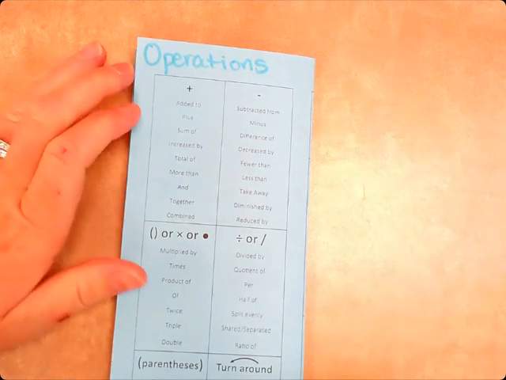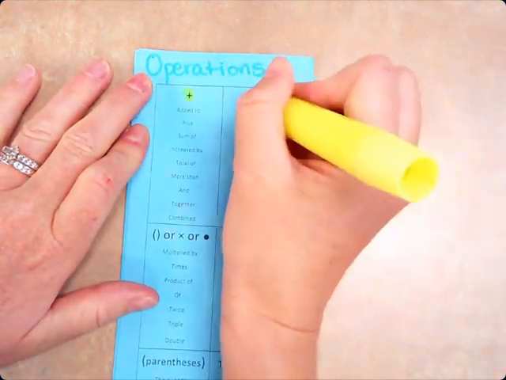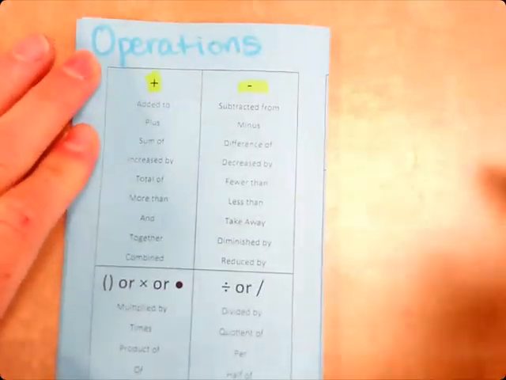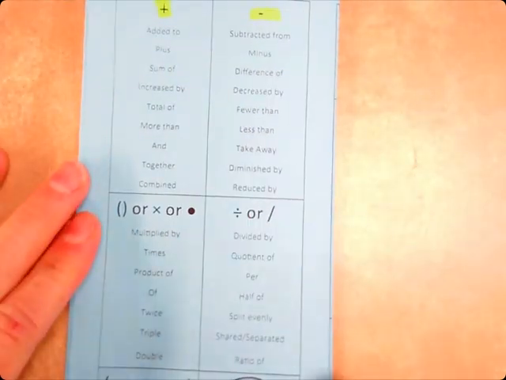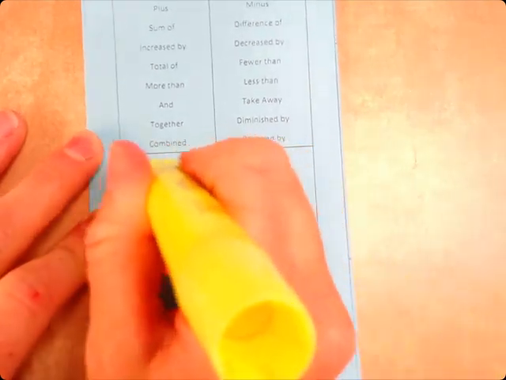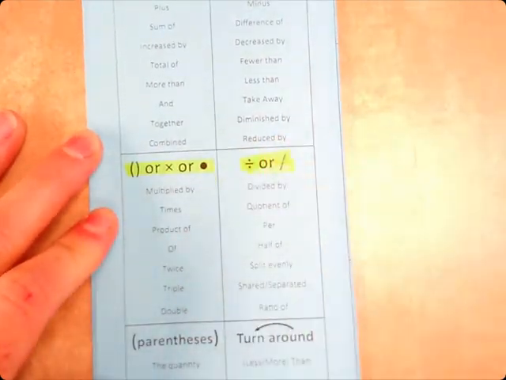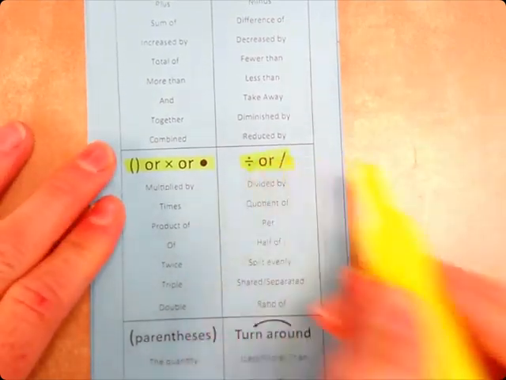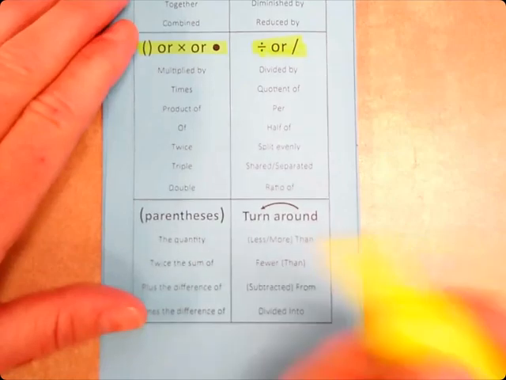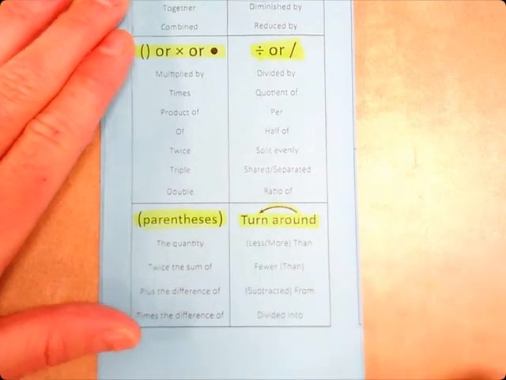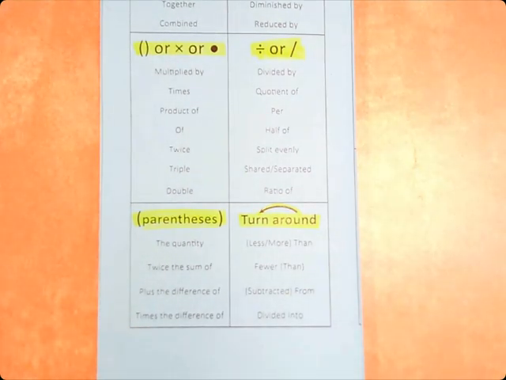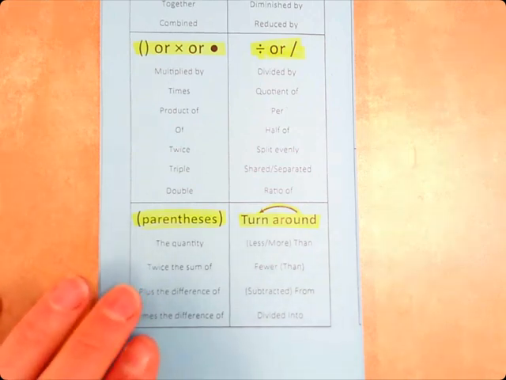And highlight each of the operations. So add, subtract. So these two columns deal with just adding and subtracting. And then these two sections deal with multiplying, dividing, and then we have parentheses, and then our turnaround words. So you've seen these probably since 6th grade, maybe even prior to that. So this is a review.